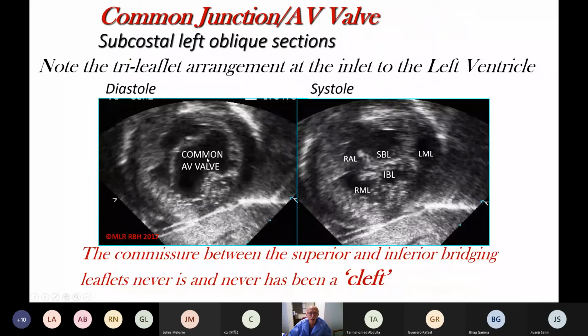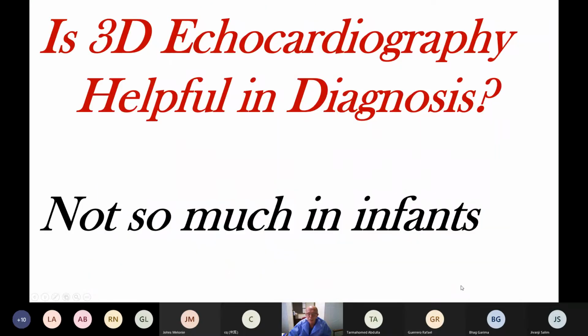Similarly, in this heart, the common AV junction shows beautifully the commissure, the line of apposition between superior bridging and inferior bridging leaflets, through which much of the regurgitation occurs. Again, the left mural leaflet occupies about 1/3 of the diameter of the left-sided orifice, as it were. And here again, the 3 leaflet valve and the commissure between them, never a cleft.